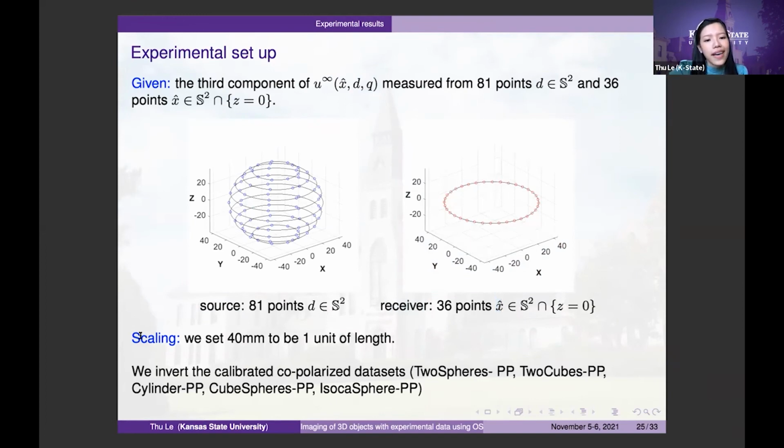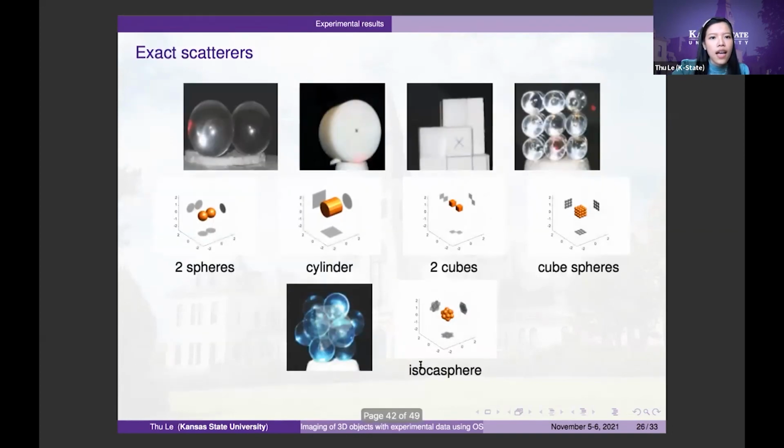Also, we scale the data, we set 40 millimeters to be 1 unit of length, and we invert the calibrated co-polarized data sets. So yeah, we use those data sets. So here are the 5 exact scatterers that we tested: two spheres, a cylinder, two cubes, and iso-k-spheres.